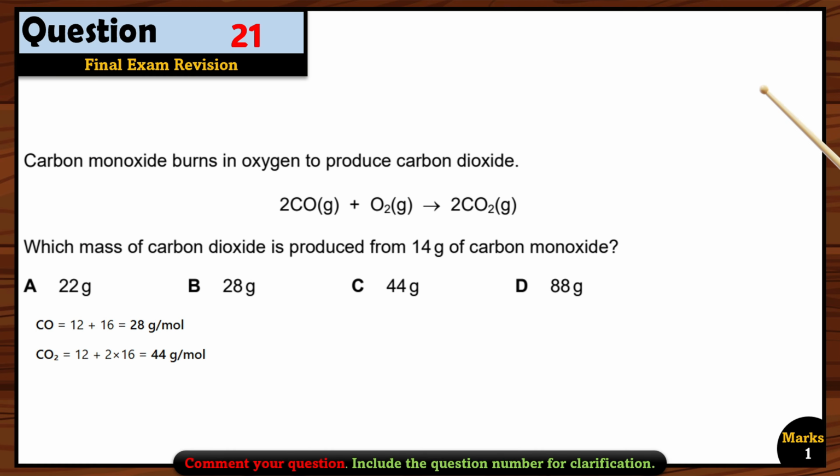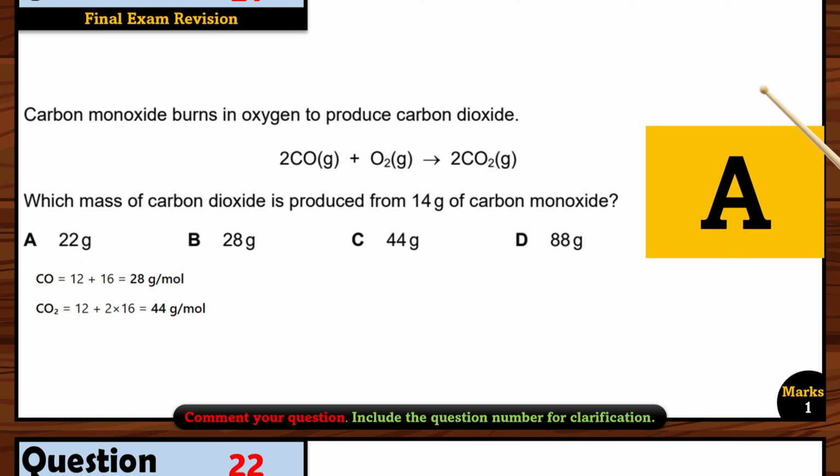Okay. Let's see now question number 21. Question 21 is also the same one. You have to just calculate using the tricks which I already told you. You have to find the molar masses and then reshuffle them, same like we do in math questions. So you will get your answer, that is option A. 22 gram will be produced.